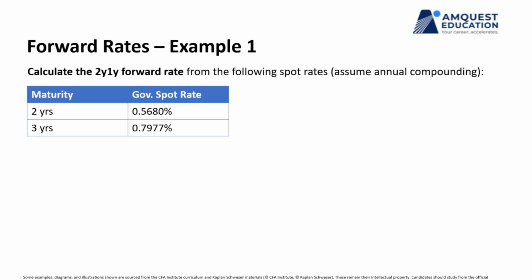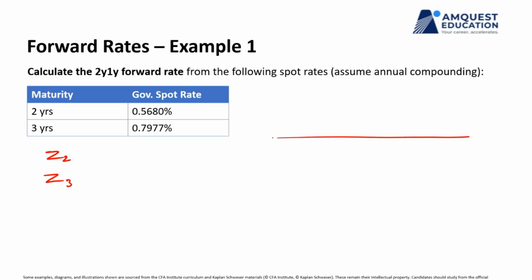So let's write a quick equation here. Calculate the 2 year, 1 year forward rate from the following spot rates and assume annual compounding. So this is where I say I don't know what exam is going to give you because the equations in the exam could be anything. So you just should know how to write the equations. What has been given to you? You've been given Z2, you've been given Z3. Okay, 2 year spot rate, 3 year spot rate.